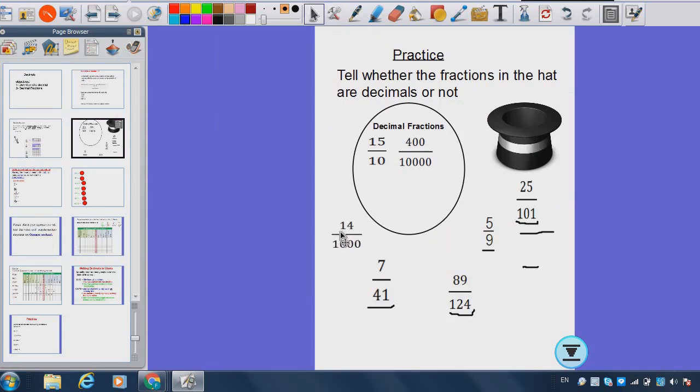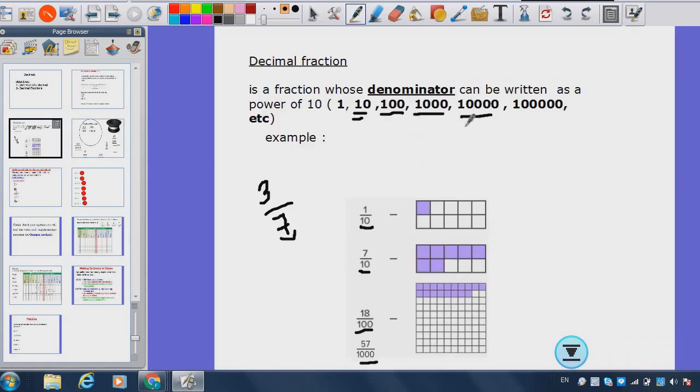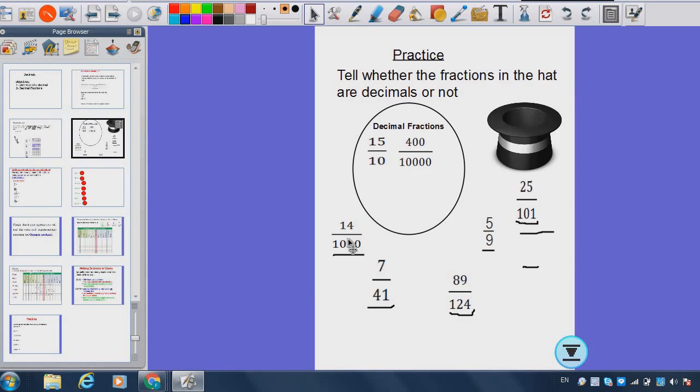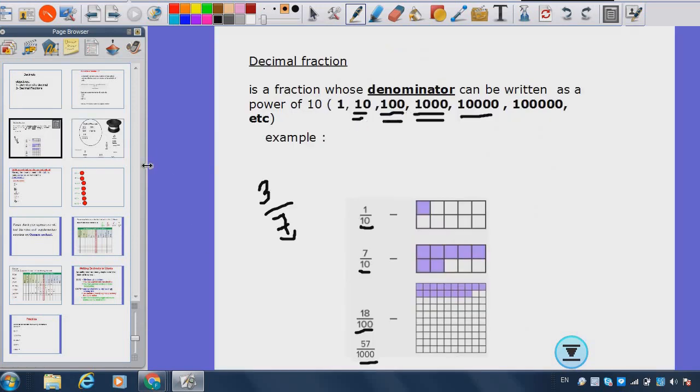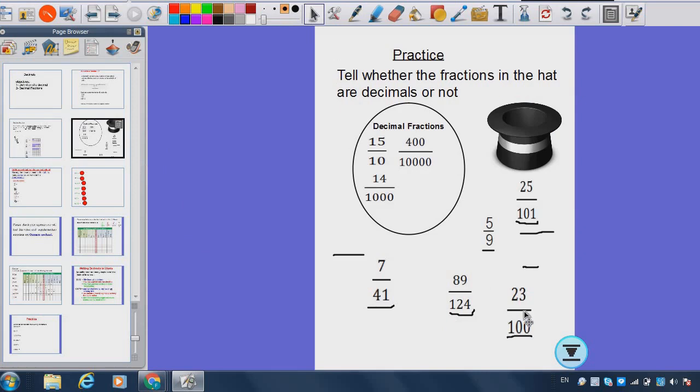What about 14 over 1000? The denominator is 1000. It's here in the list, so it's a power of 10, so this fraction is a decimal fraction. The last one, 23 over 100, the denominator is 100, which is a power of 10, so this fraction is a decimal fraction.